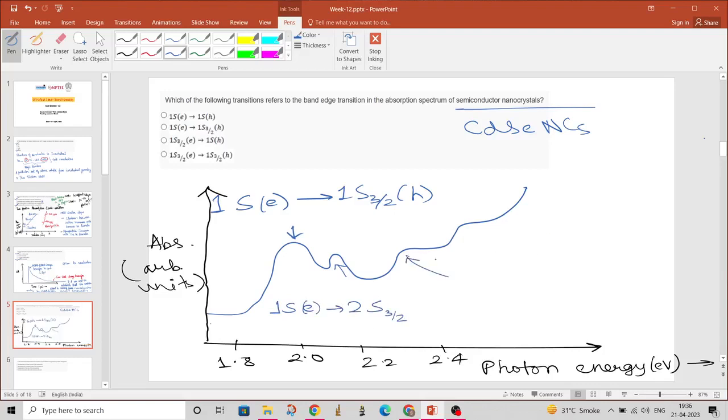This peak is for 1PE to 1P 3/2 H, and this last one here is for 1SE to 3S 1/2 H.